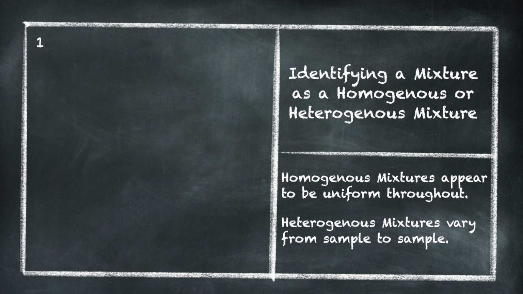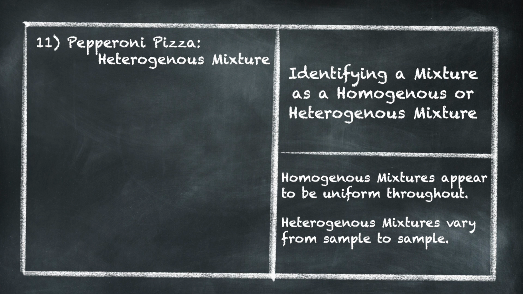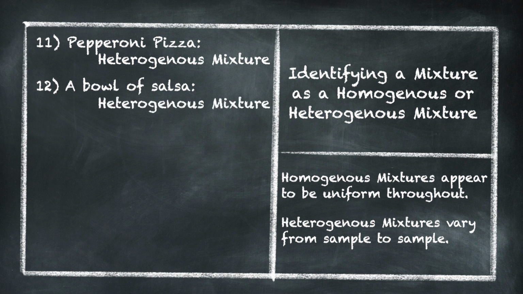So, substance 11, pepperoni pizza. Because we see the different components that make up this pizza, the pepperonis, the cheese, the crust, and all those components can vary from bite to bite, a pepperoni pizza is considered a heterogeneous mixture. Substance 12, a bowl of salsa. Again, we can see the different components that make up this salsa, such as the tomatoes, the cilantro, the jalapenos, and the onions. Because of this, salsa is considered a heterogeneous mixture.